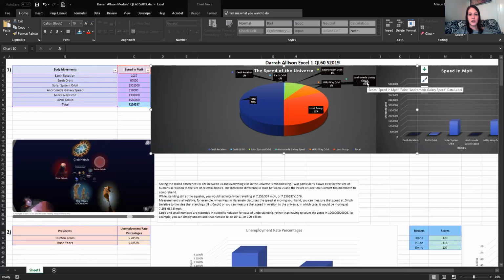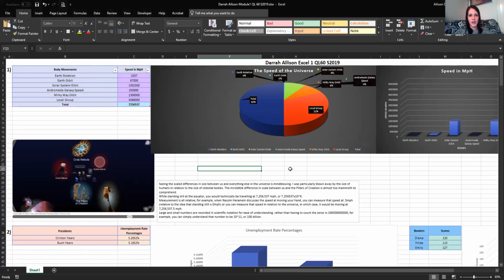I redid this graph actually several times because it showed the Andromeda galaxy speed at 0%, which didn't seem correct to me. I guess in my mind, it needed to be all together smaller, then get bigger, bigger, bigger. But it makes sense because the solar system orbit is going faster than the Andromeda galaxy speed. So I imagine that it's right. And then the local group at 32%. Actually, now that I'm looking at it, I think I screwed up and I added my total into here. I will correct that, Miss Benzie, before I submit it to you.